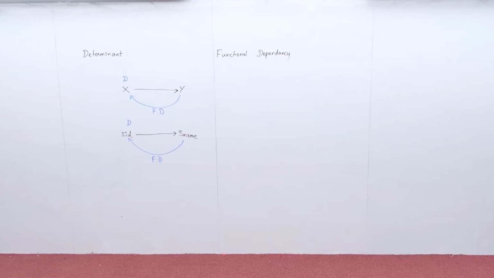Next. An attribute which is dependent on another attribute is called functional dependency.